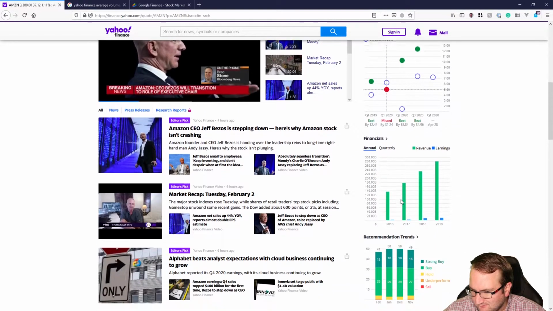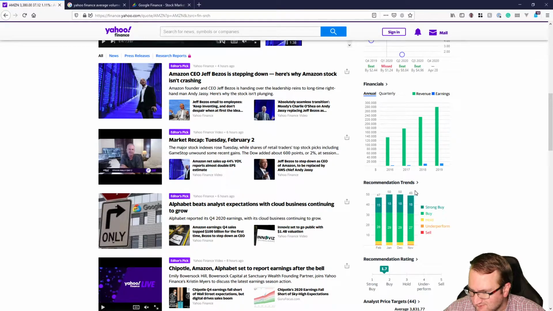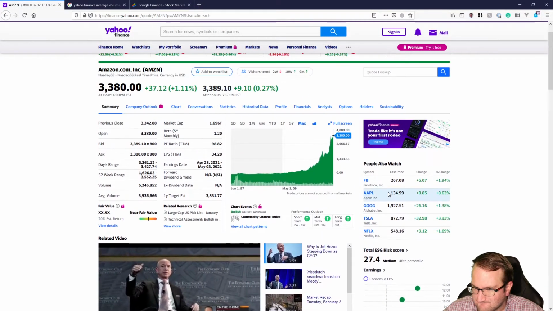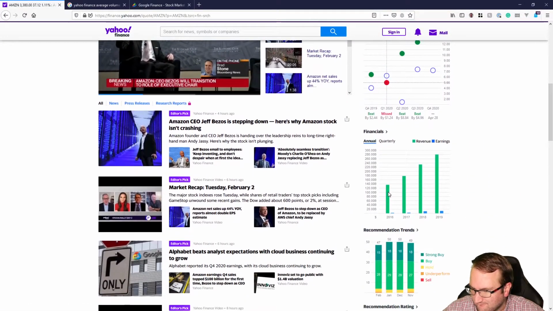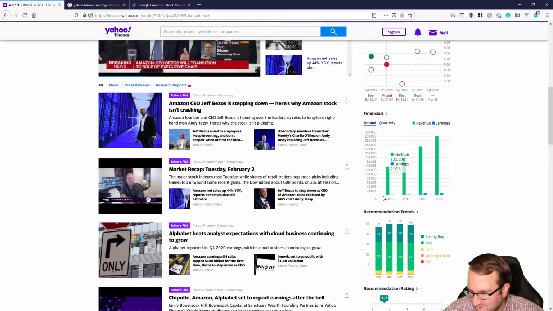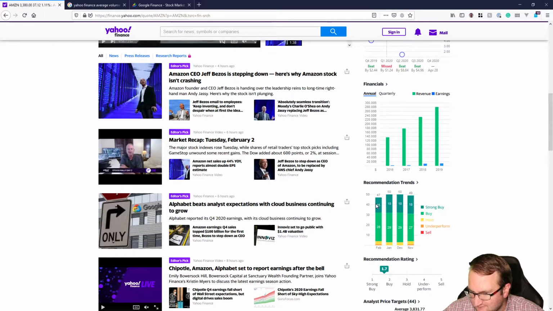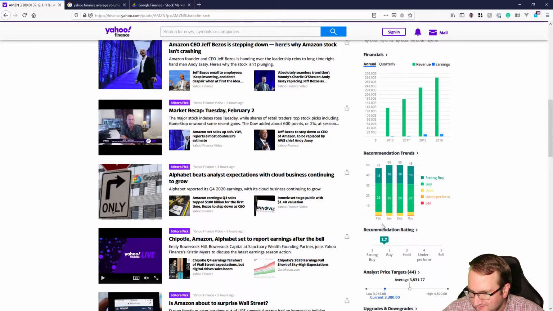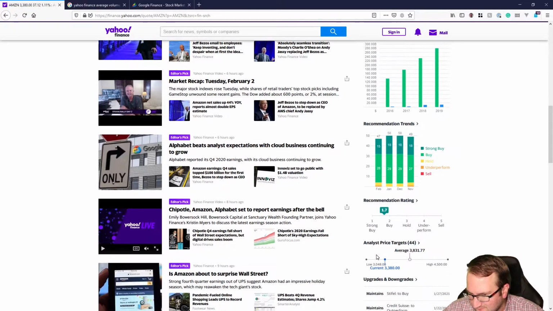Their financial data, recommendation trends. So what you'll have is analysts make different recommendations, like buy or sell or hold, or whatever they believe the stock is going for. Recommendation ratings. So it has a pretty good moderate buy to kind of weak, strong buy.